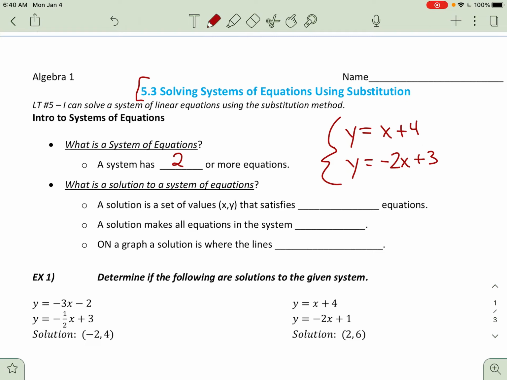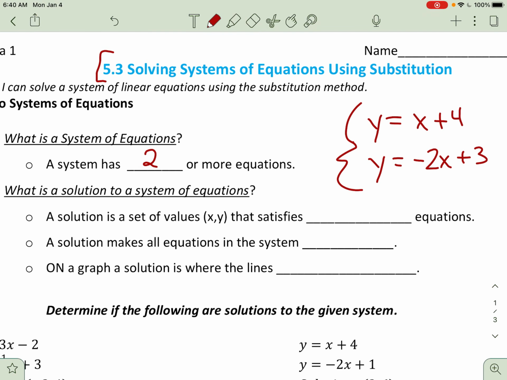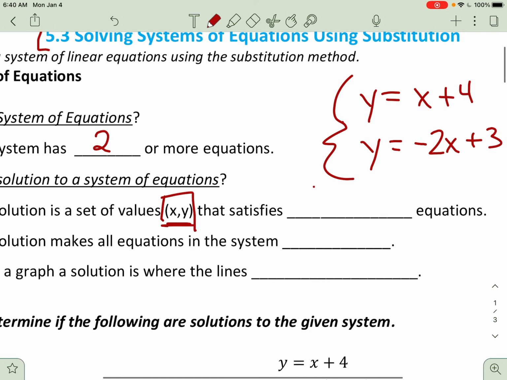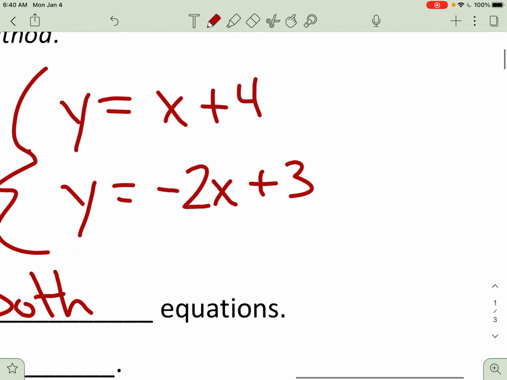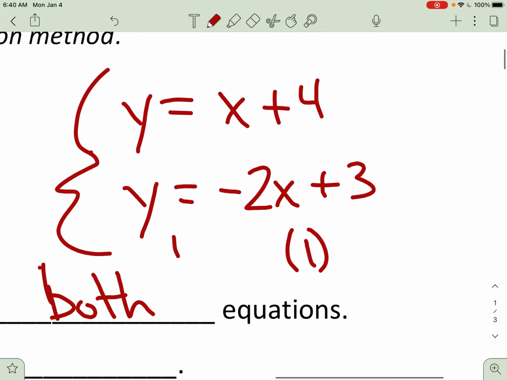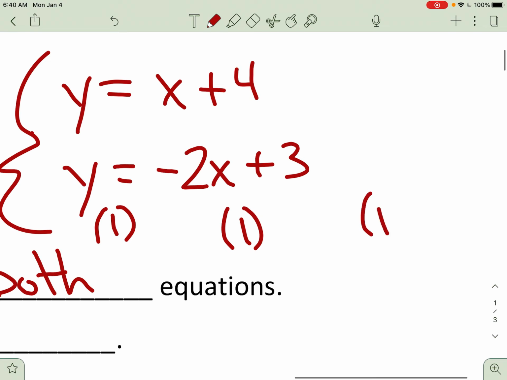Now, in order to find out what the solutions are, first of all, you have to understand that a solution is a set of values. So it's like, what's the x value and the y value that satisfies both equations? So if I plug in a 1, is it going to give me a specific number? If I plug in 1, negative 2 times 1 would give me negative 2. Negative 2 plus 3 is 1. So this will also be 1. So 1, 1 would satisfy this bottom equation.